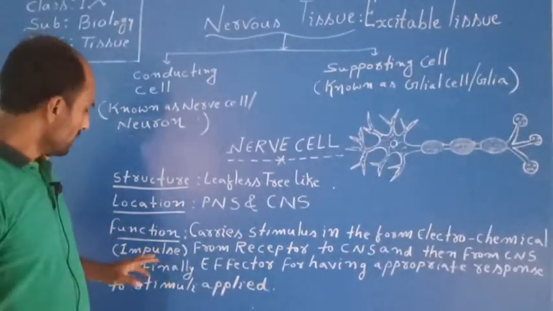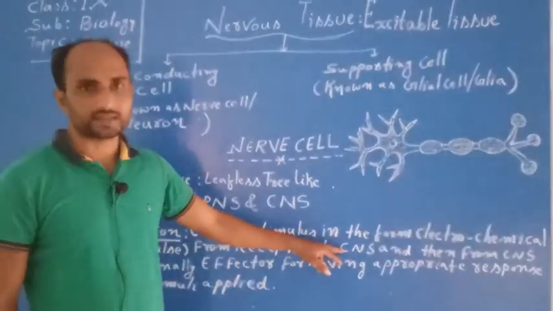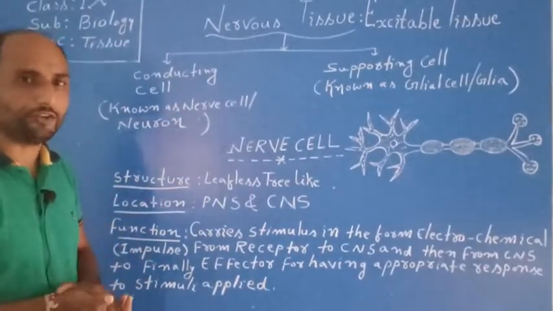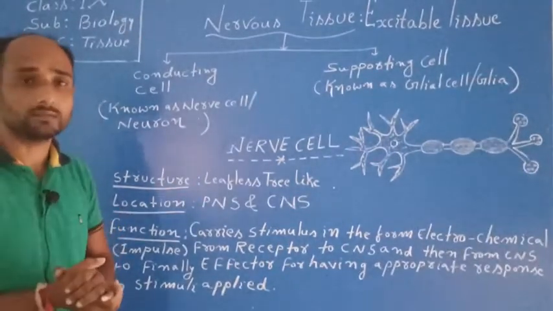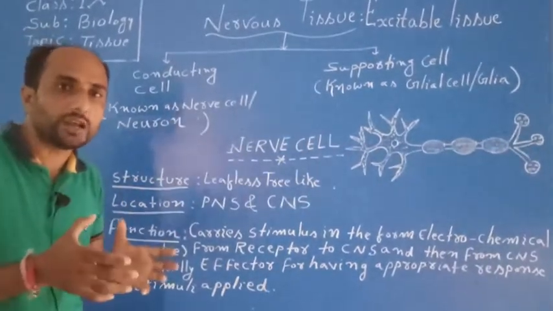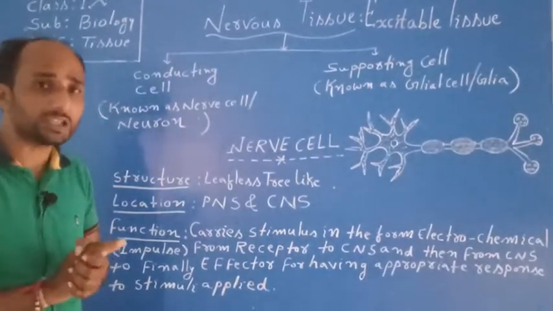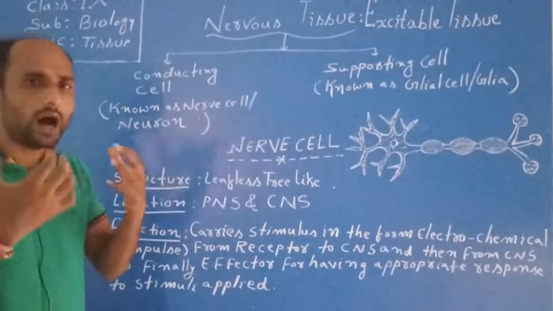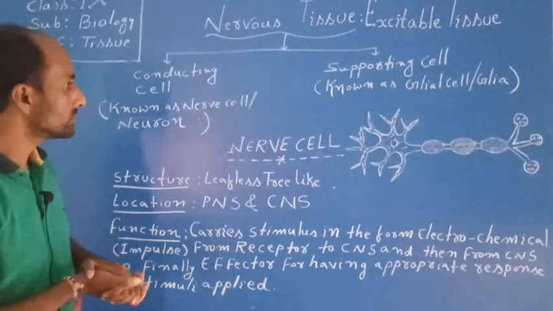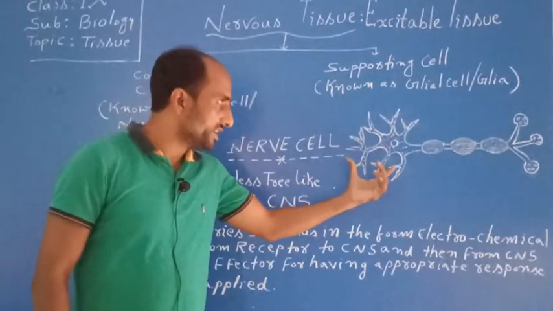From the body of the nerve cell, 2 types of structure come out: one short structure and one long structure. From the cell body, short extensions come out, and one long extension. The short extensions that come out from the cell body are known as dendrites, and the long extension that comes from the body of the nerve cell is known as axon.